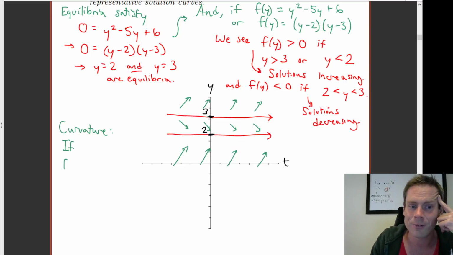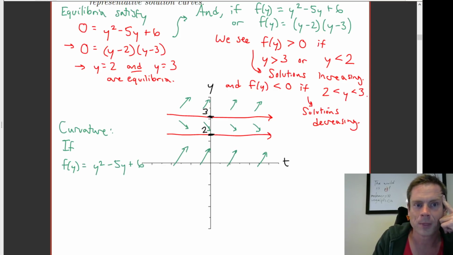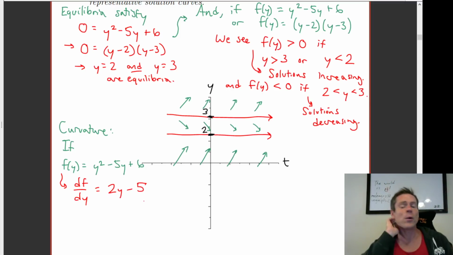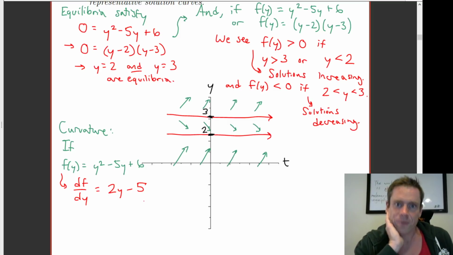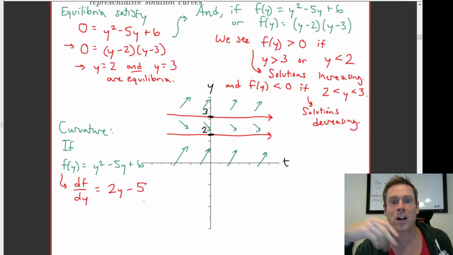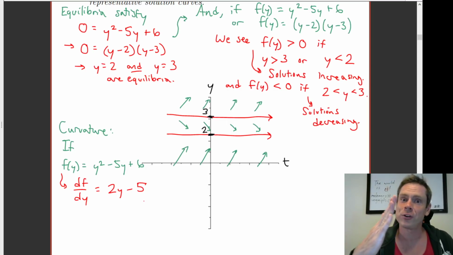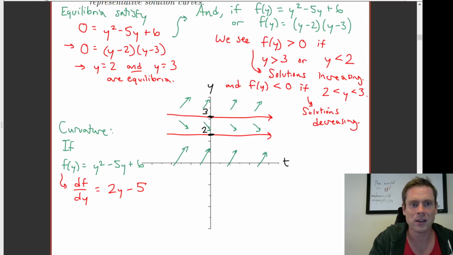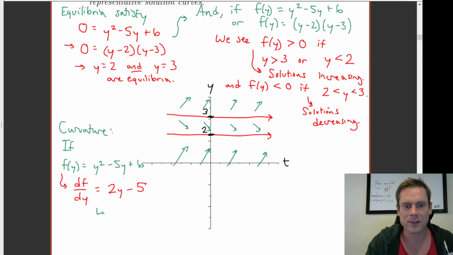So we have that f of y is equal to y squared minus 5y plus 6. And I'm going to take the derivative, right? df dy is 2y minus 5. Again, from that big long-winded conversation last page, df dy is not describing the concavity itself, right? It tells us whether the solutions are going through quickening growth or decline or slowing growth or decline. So I want to see where this thing is positive or negative, and that's going to help me see that.